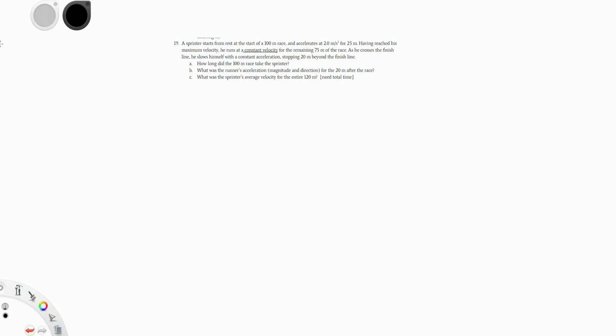As he crosses the finish line, to slow down, he slows himself down with a constant acceleration, stopping 20 meters beyond the finish line. A, how long did the 100-meter race take? B, what was this runner's acceleration, magnitude, and direction for the 20 meters after the race? And C, what was the sprinter's average velocity for the entire 120 meters?